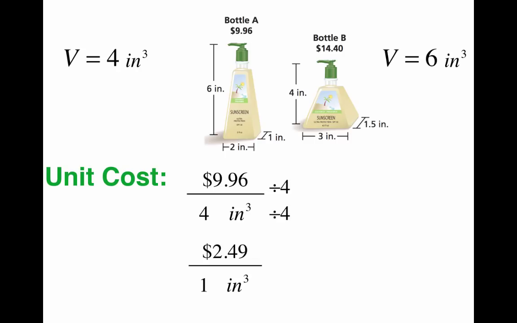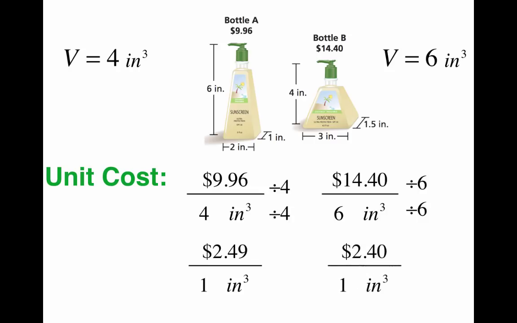Okay, well, then let's do the other bottle, which is 6 inches cubed for $14.40. We're going to divide that by 6. So you get a calculator, do $14.40 divided by 6, and you get 2.4. So that'd be $2.40. So it costs $2.49 for an inch of this sunscreen, and it costs $2.40. What's the better deal? Well, yeah, $2.40 is a better deal. It's cheaper. So the answer is bottle B is the best deal. You get more sunscreen per penny that you're spending. That's the better unit cost.